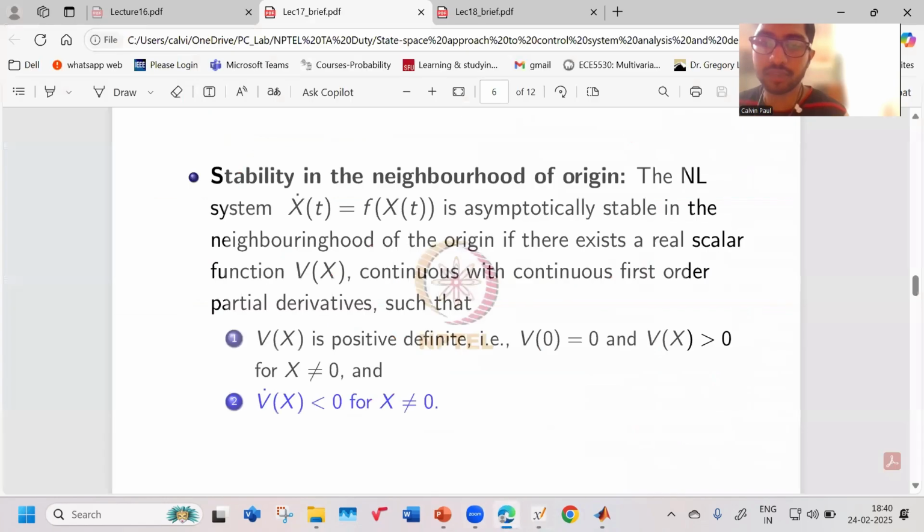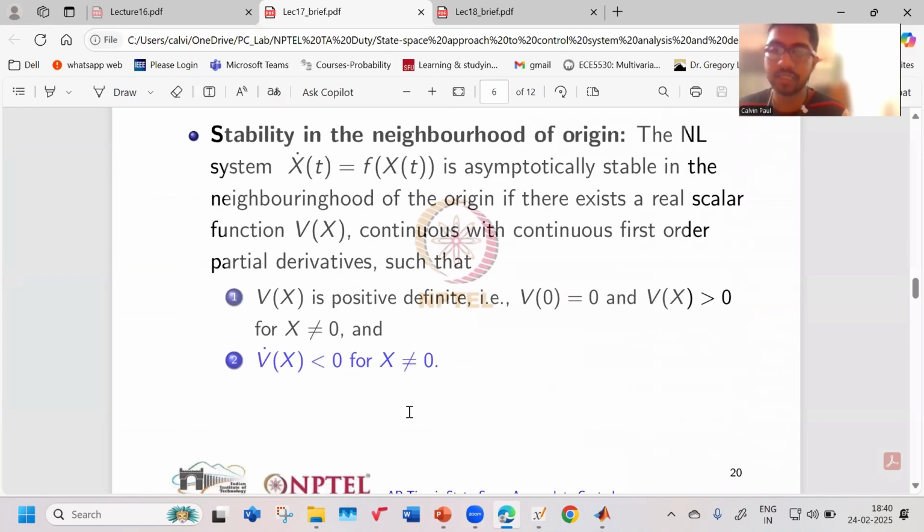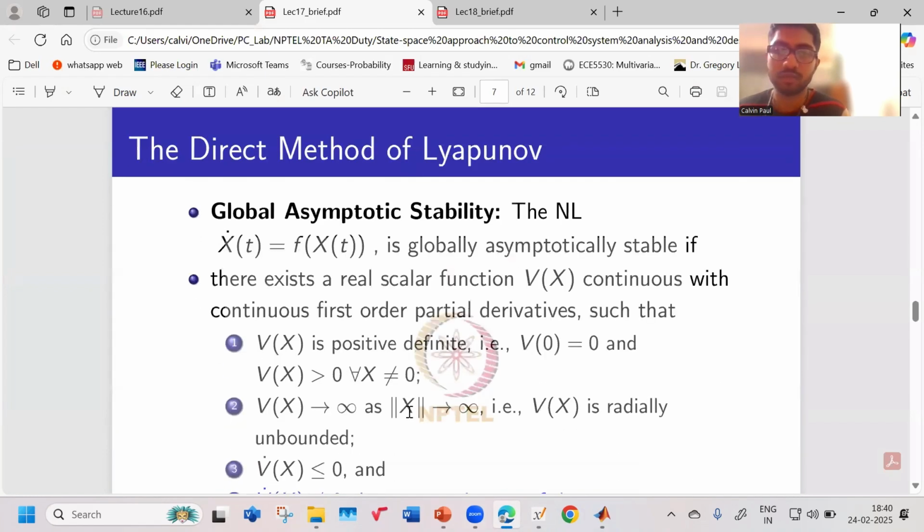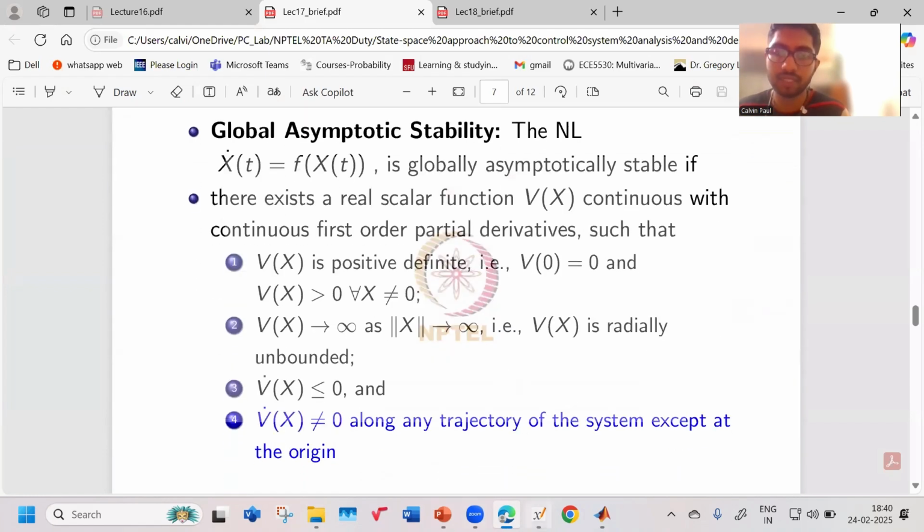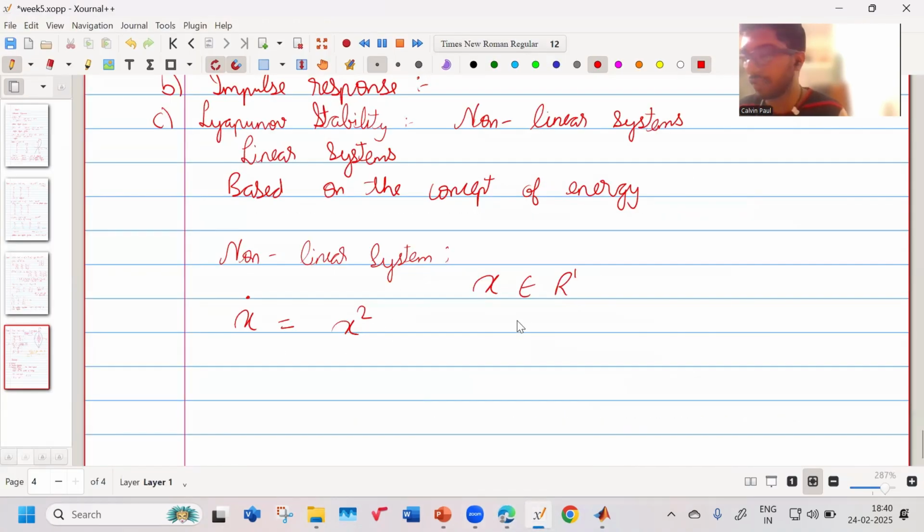So what does it say? If there is a real scalar function v of x, continuous with continuous first order partial derivatives, such that v of x is positive definite, that is v of 0 is 0, and v of x is greater than 0 for x not equal to 0, and the derivative of v of x is less than 0 for x not equal to 0. Okay, so that we will consider. Let us do a simple thing. Let us say x dot is equal to minus x square. This is our system, right?